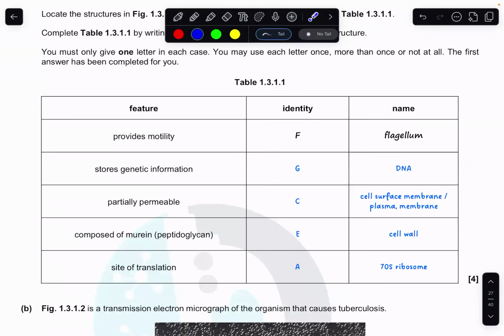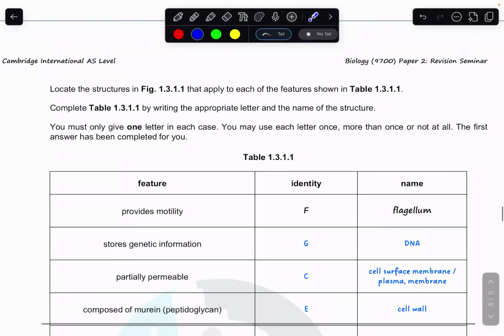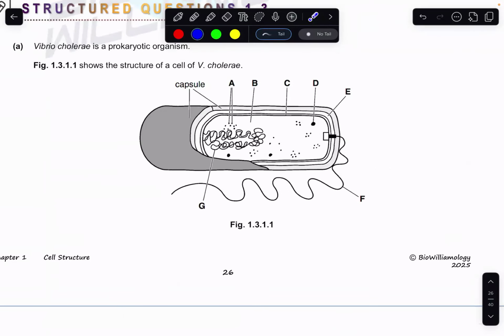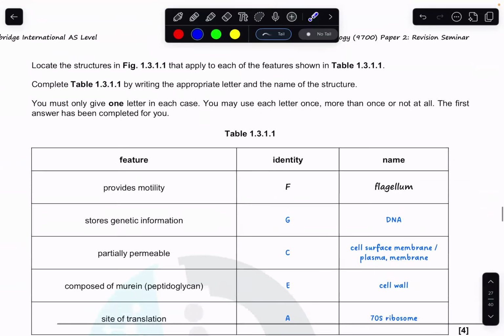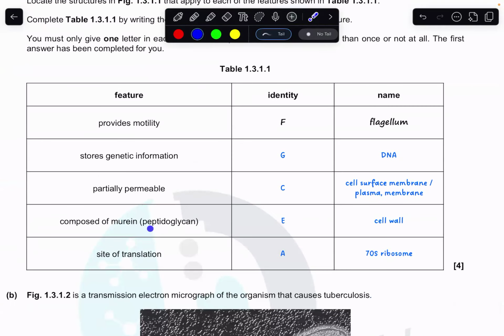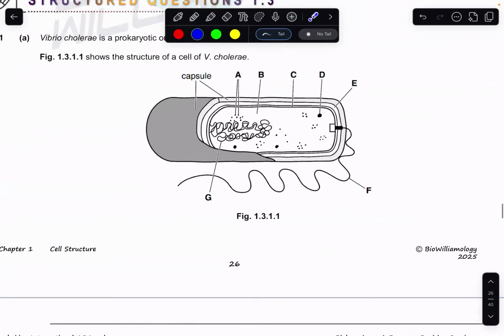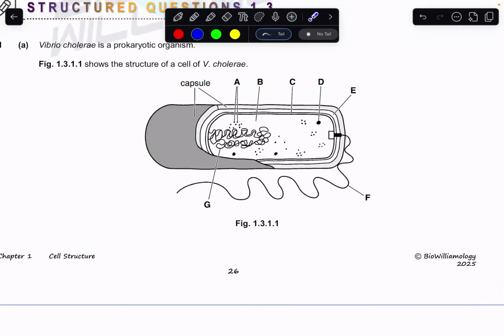Then partially permeable or selectively permeable, so it must be the cell surface membrane. You can see that the first layer here is a capsule, the second layer, E, must be the cell wall. So the membrane, pointing to this region, the answer is C. Composed of murein or peptidoglycan, so it must be the cell wall. As I mentioned just now, the cell wall must be E, below the protective layer of the capsule.